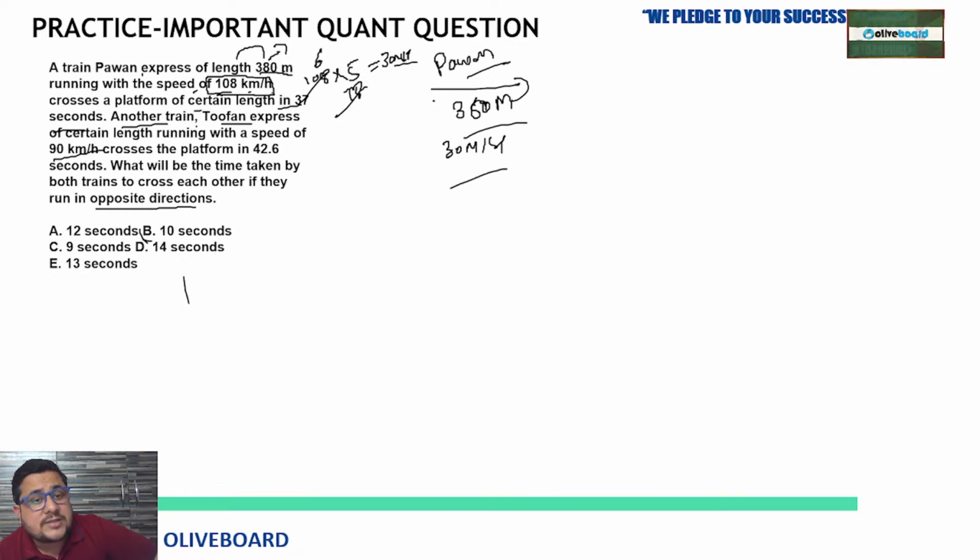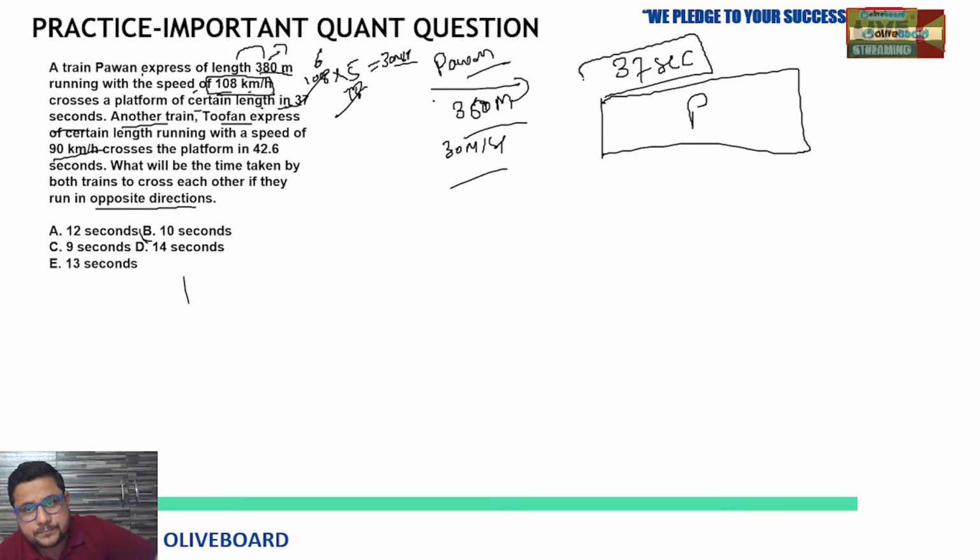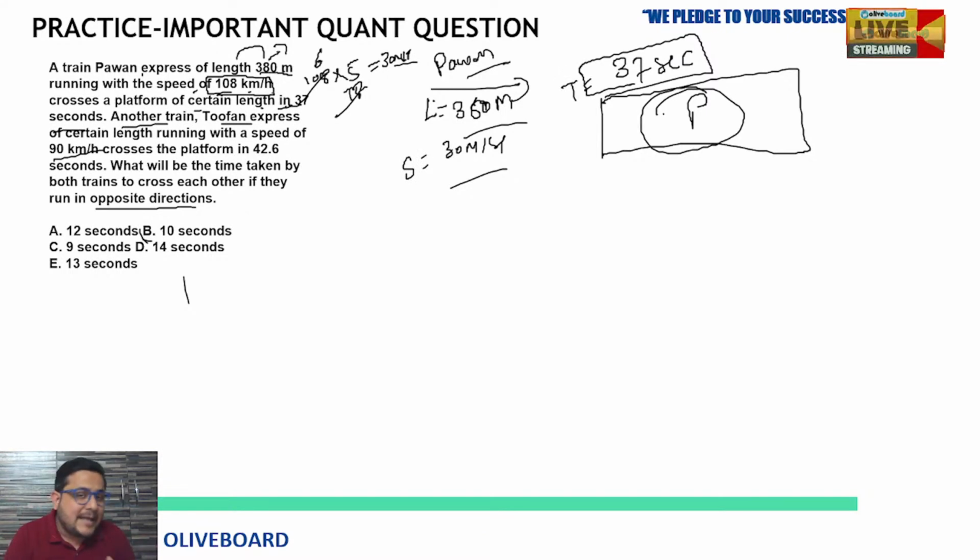Right? Crosses a platform of a certain length in 37 seconds. So it is crossing a platform of length P in how many seconds? 37 seconds. Clear? So everything is given: length of train is given, speed of train is given, and the time is also given, but platform length is missing here.